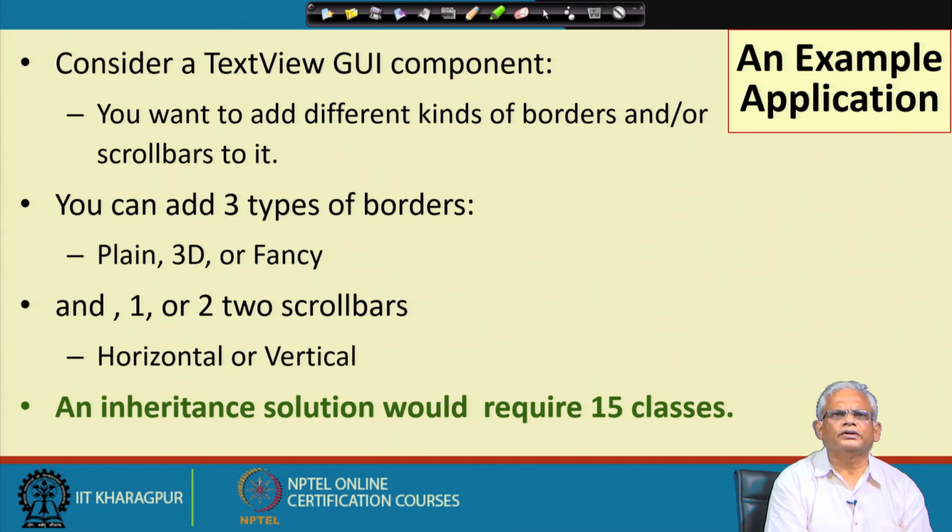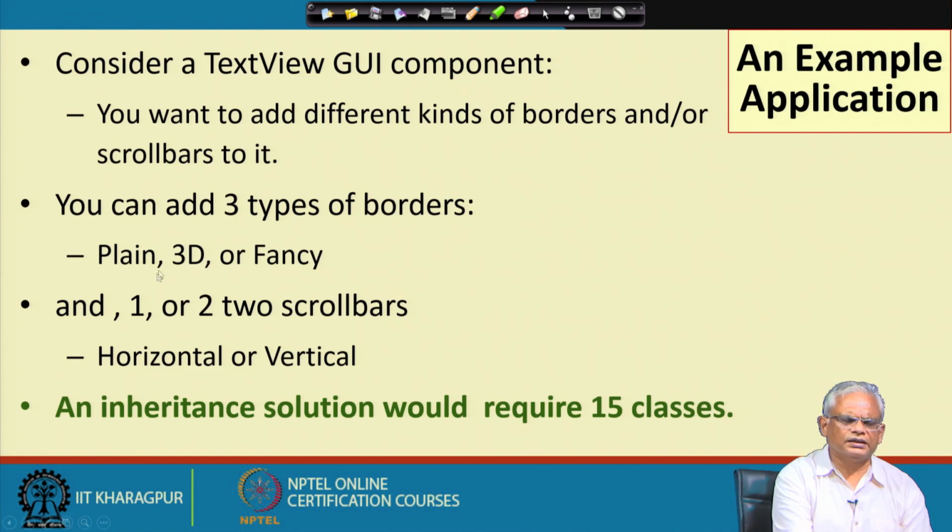And if you look at all possible combinations and try to solve this problem by using real classes, that is a plain border with horizontal, plain border with both horizontal and vertical, plain border with only vertical, 3D border with horizontal, 3D border with vertical, and so on. You will see that you require at least 15 classes.